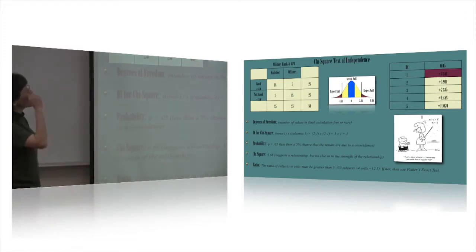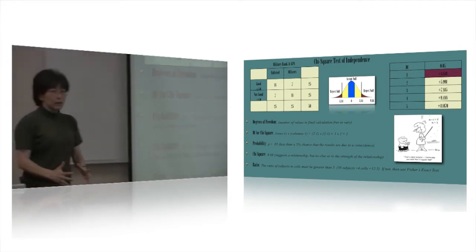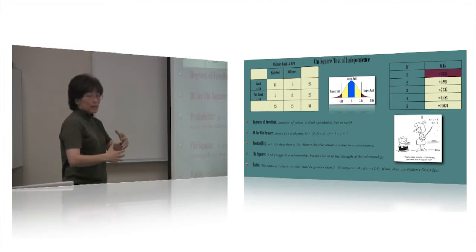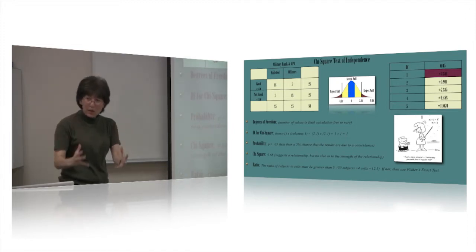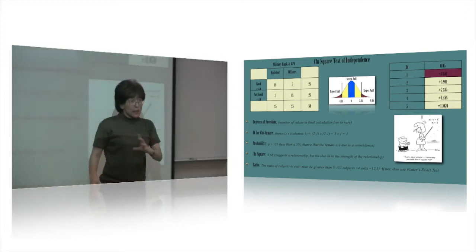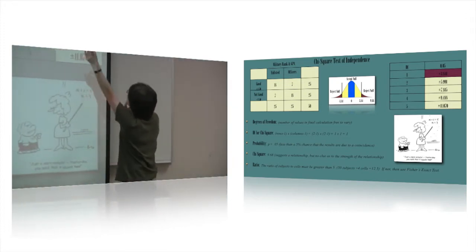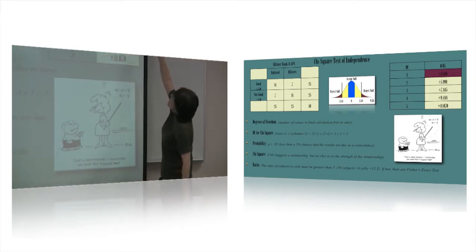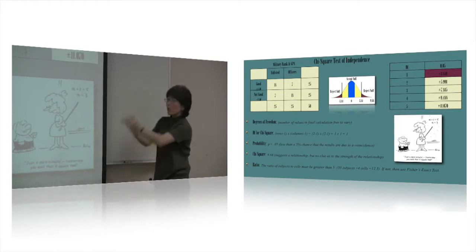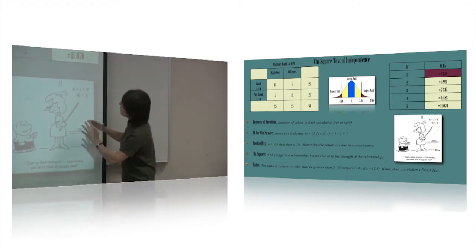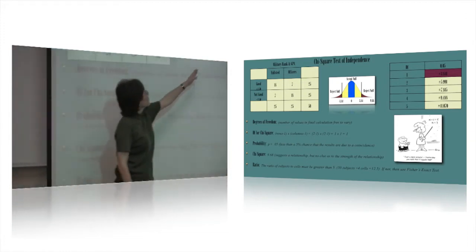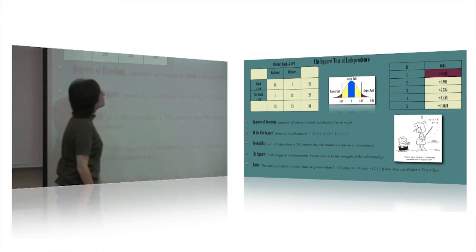In order to use a chart, though, I also need to know my confidence interval. How confident do I want to be with this process? Remember we said 95% is the one we almost always go for. So I go to the 0.05 column, which represents 95% confidence. I have 1 degree of freedom, 0.05, and the chart says my critical value is 3.84. So here's 0, here's 3.84.